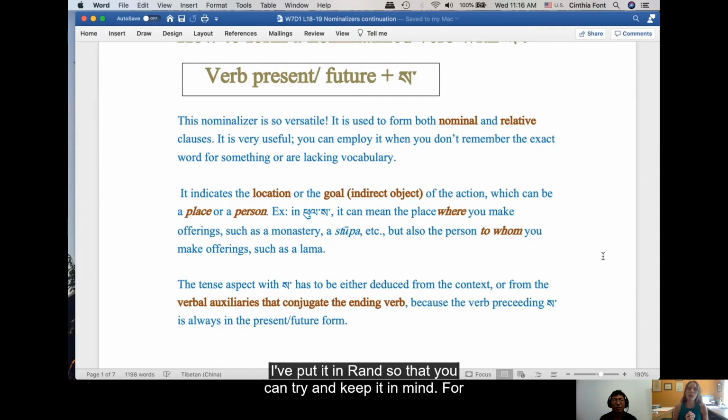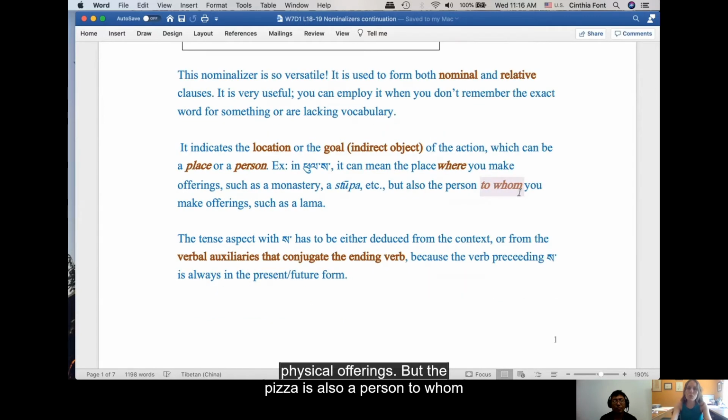For example, in the word pusa, pul is to offer, okay? So what is a pusa? It can mean 2 things. Either the place where, as I've highlighted here, you make offerings, such as a monastery, a stupa, or any sacred ground in which you go and you actually make physical offerings. But the pusa is also a person to whom you make the offerings, because it becomes the indirect object of your act or your action of giving or offering to.